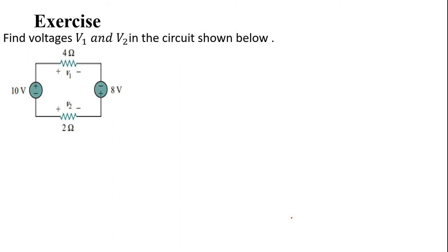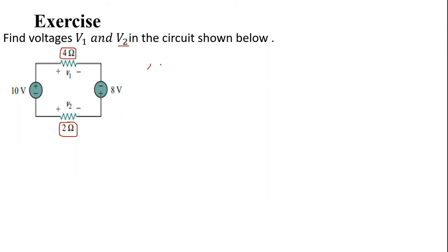It says find a voltage V1, that means a voltage drop across this resistor, and V2, that means a voltage drop across this resistor, just by using two basic laws. Ohm's law says that a voltage across a resistor is directly proportional to a current flowing through the resistor.